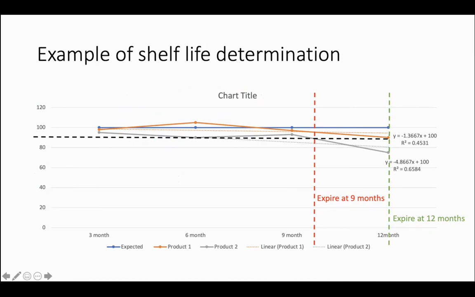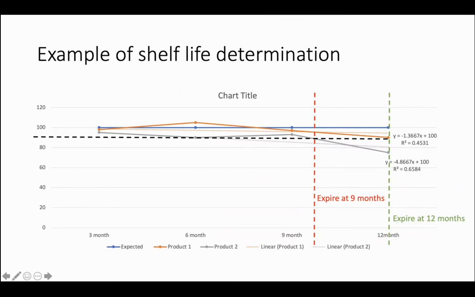I give you this example. You see the blue line is the expected stability. You expect the product to remain at 100% concentration during the storage. The orange line refers to product 1. You can see it reduced a bit, and at the end of 12 months it reached 90% content. Product 2, which is the gray line, reduced even more, and after 12 months it reached less than 80% content.